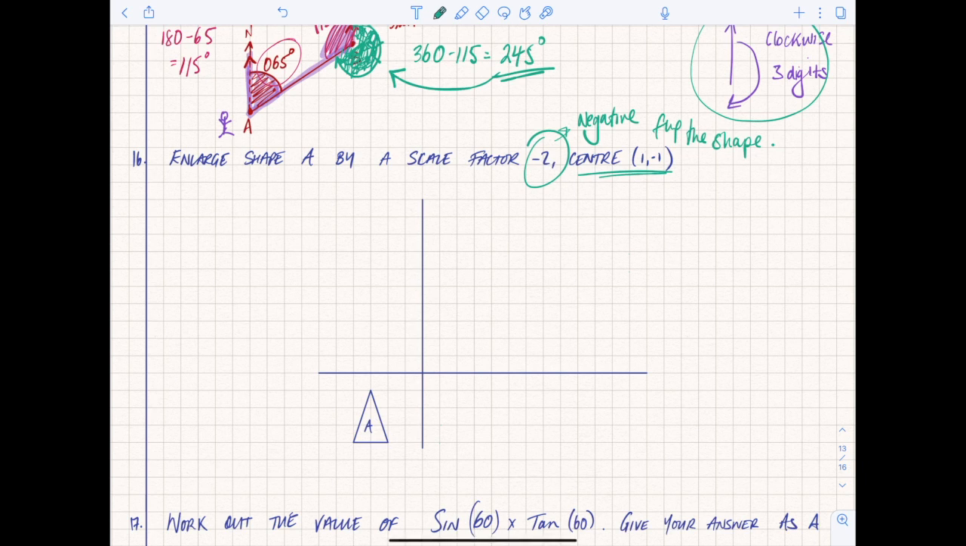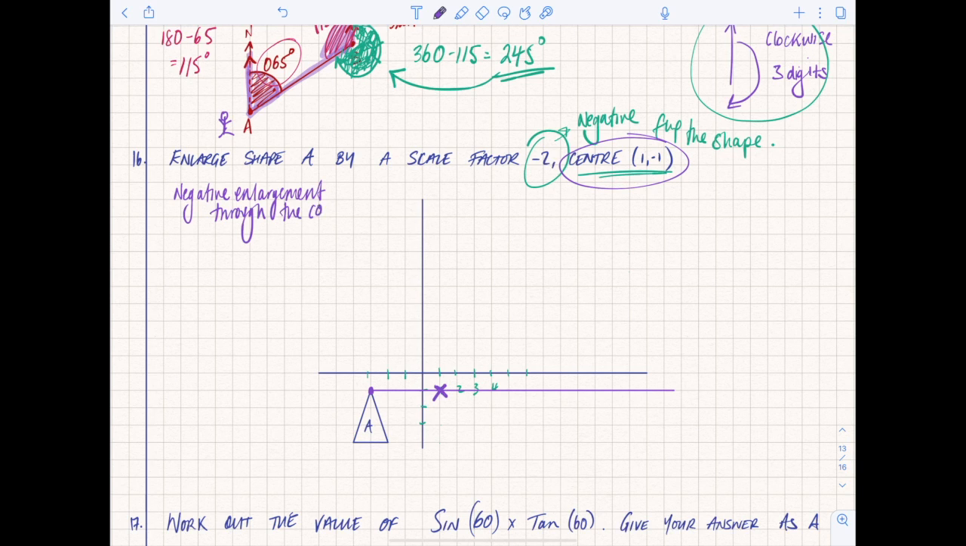So let's first of all assume, I should have put the scale on here, but let's just assume each one of these squares is 1. And then -1, -2, -3, -1, -2, -3. So if I then plot first of all my centre, 1, -1, that's my centre of enlargement. That's where I'm actually going to enlarge this shape from. And with negative enlargement, here is the best way I've found to do this. Let's pick a point on shape A. I'm going to draw a line across and go through the centre. So with negative enlargement, we go through the centre of enlargement.